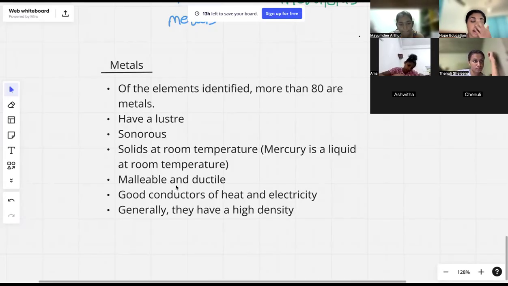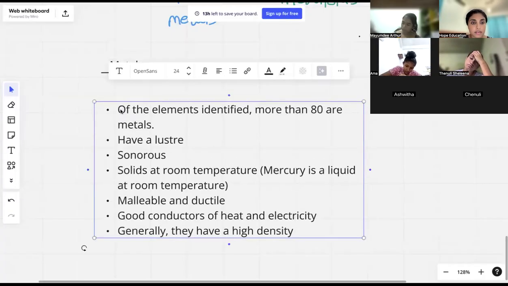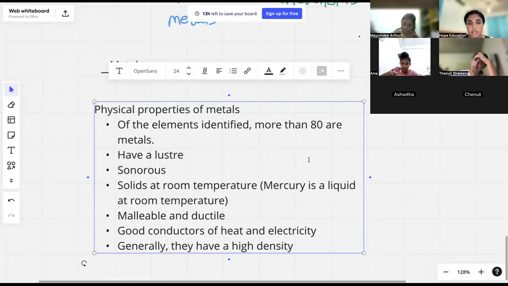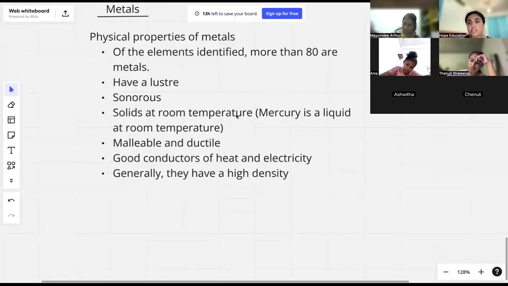Okay, so now you wrote these points, no metals. Then, I missed one thing. Do you have space to write above this? Before this point, do you have space to write physical properties? No, teacher. Put it in small, physical properties of metals. So these are all physical properties of metals. Now we are going to talk about physical properties of metals.